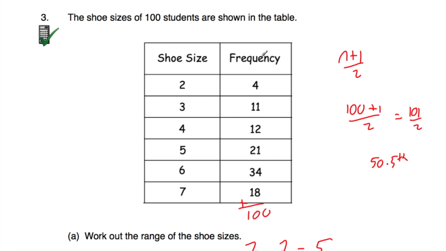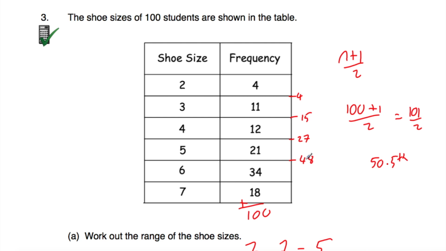So let's look at our frequencies and find where the 50.5th value would be. There are 4 people with a shoe size of 2, and then another 11 people, so that's 15. Then another 12, so that's 27. And then another 21, that's 48. So we haven't got the 50.5th value yet, because 4 plus 11 plus 12 plus 21 is equal to 48. So there are 48 people so far, and we're looking for the 50.5th person.